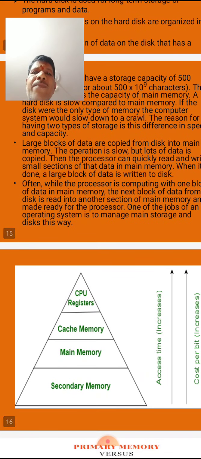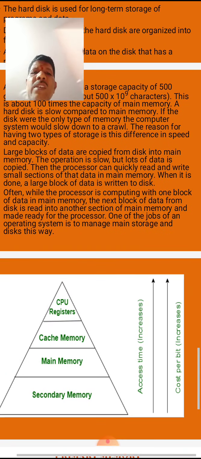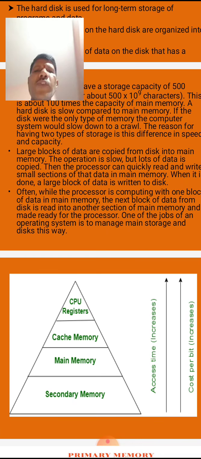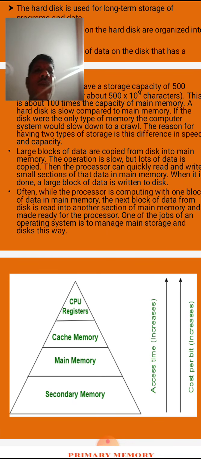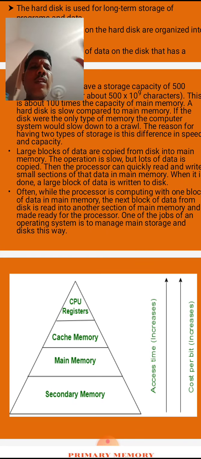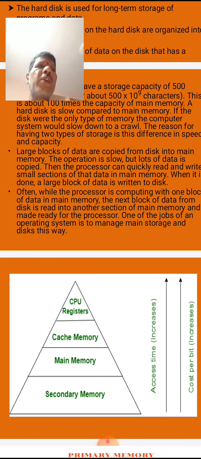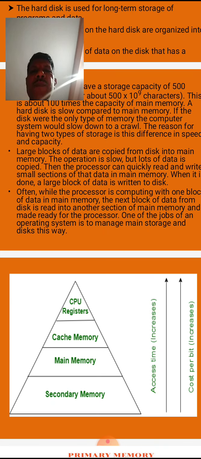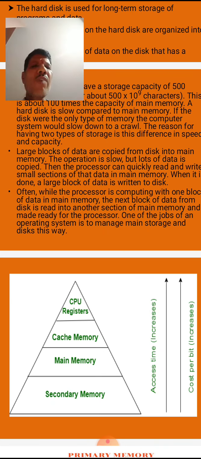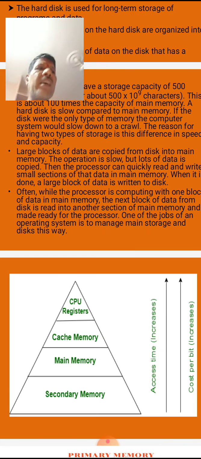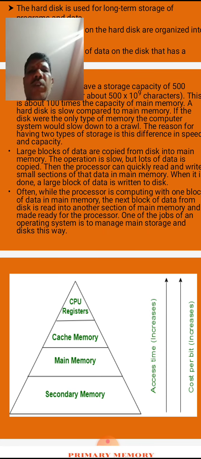When it is done, a large block of data is written to disk. Generally, the processor reads data from the main memory, and secondary memory is accessed through main memory. The data can be processed in main memory, which is loaded from the secondary memory. Once the job is completed, the necessary results are stored in the secondary storage. This is about the access between secondary memory, main memory and processor.